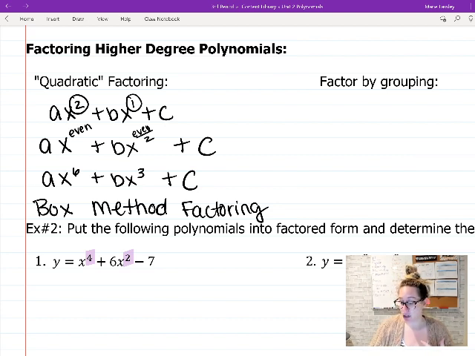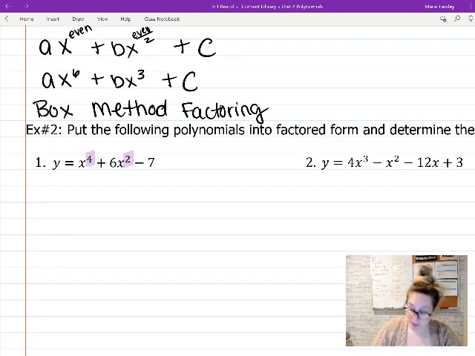Now the instructions for this problem, I know I'm kind of zoomed in, but it says that it wants us to put the following polynomials into factored form and then determine their zeros. All right, so I have two things I have to do. So I have to get it fully factored, and then I have to find the zeros. All right, so I'm doing both of those things as I answer this problem. Okay, so I'm just going to go ahead and set up my box.